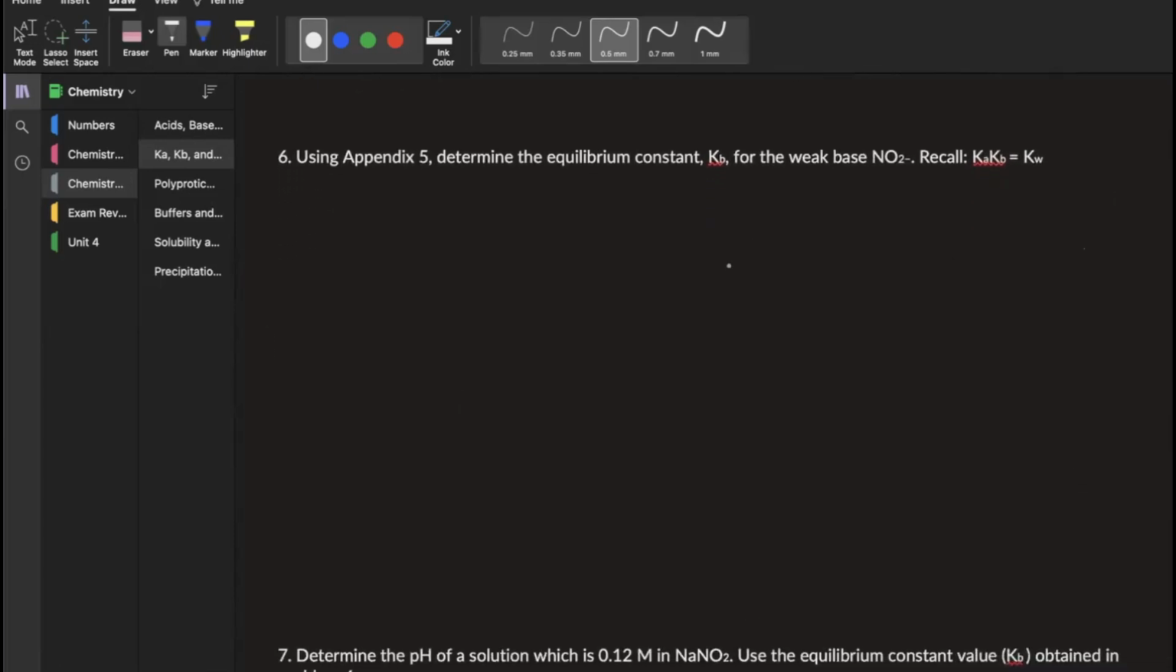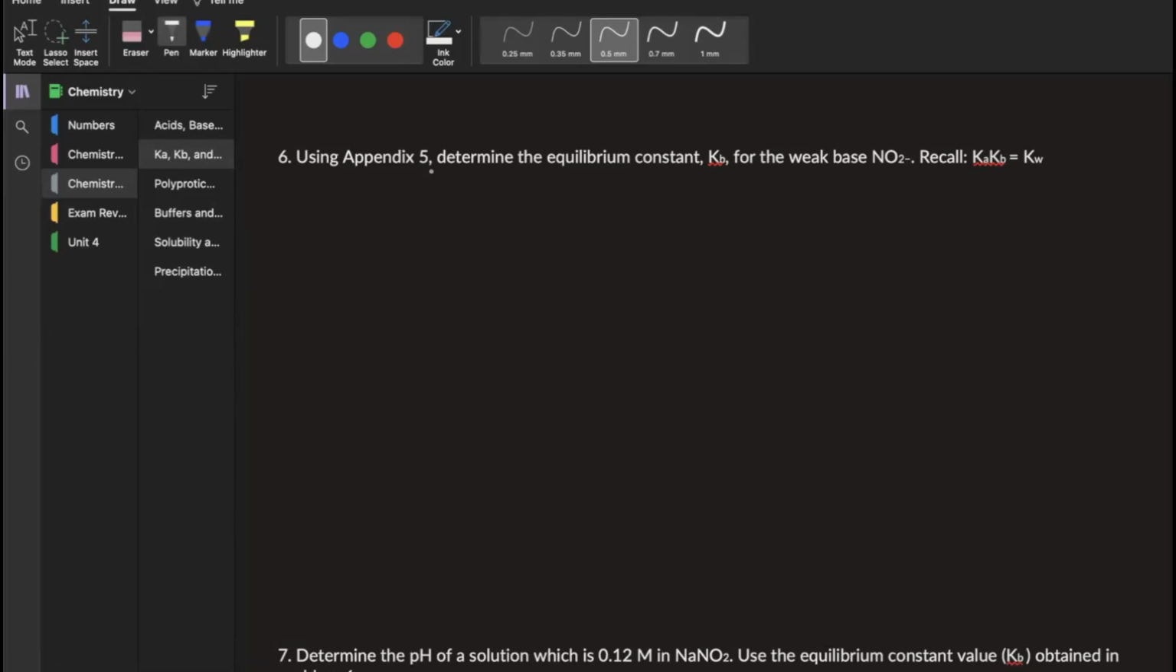We're going to skip number 6 because we need appendix 5. And let me see if I actually have it. I think I even skipped on here. Oh, I have it.